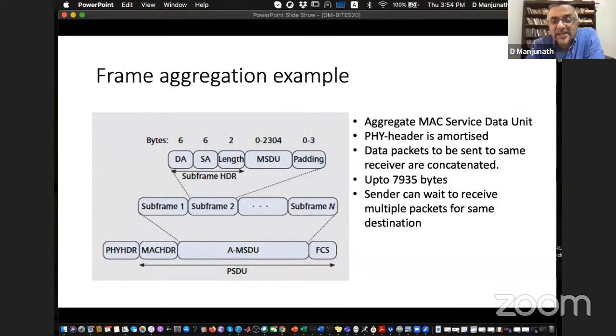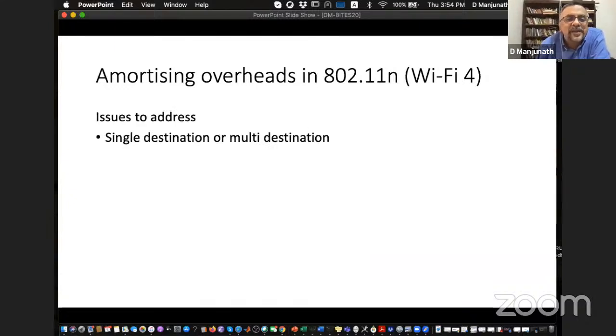Now, the question also is, what happens to the sender? Does it have to wait till it has up to 8,000 bytes to send, or does it send as soon as it can? I mean, what is the protocol that the sender should use? That's another small design choice that people make. It's a fairly standard question, and people know how to answer these.